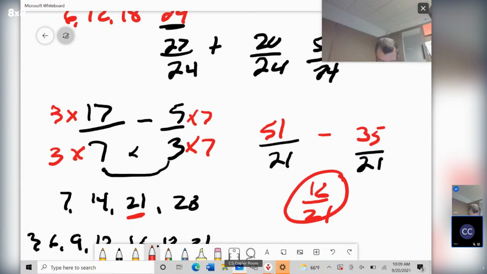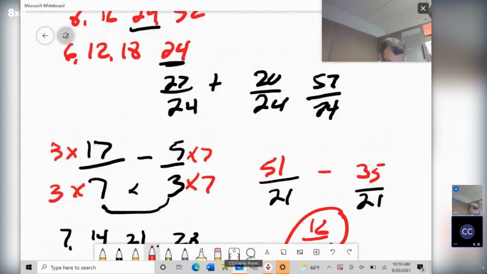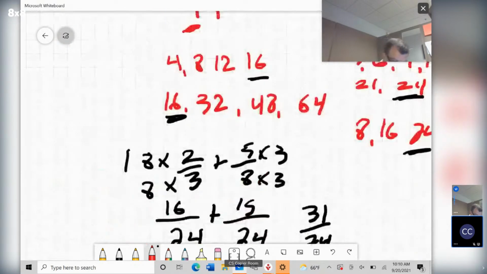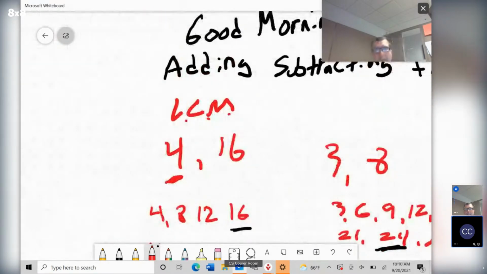Okay, let's do a couple more, and then I'll give you some practice, both adding and subtracting. Remember, when you add and subtract, it's exactly the same process. We have to find a common denominator. In this case, the common denominator is the same thing as what we did up here. It's the least common multiple. So least common multiple and denominator, when we're adding and subtracting, are going to be exactly the same.